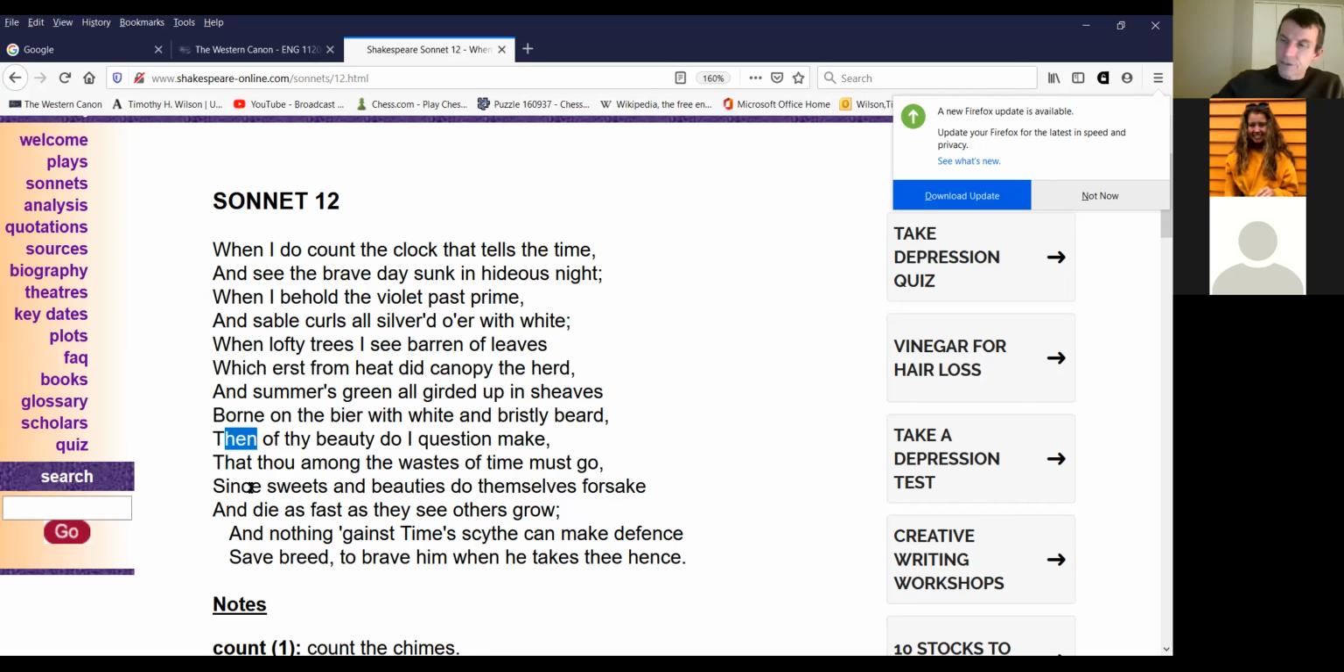The scythe is the tool you see in images of the old time, with a handle like this, and images of death have the scythe, the black hooded death. So nothing against time's scythe that cuts down all these things can make defense, save breed to brave him when he takes the hint.